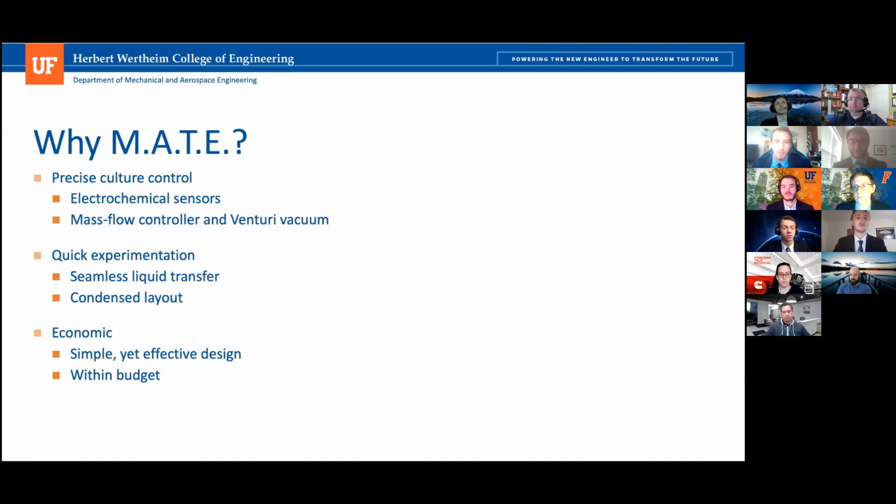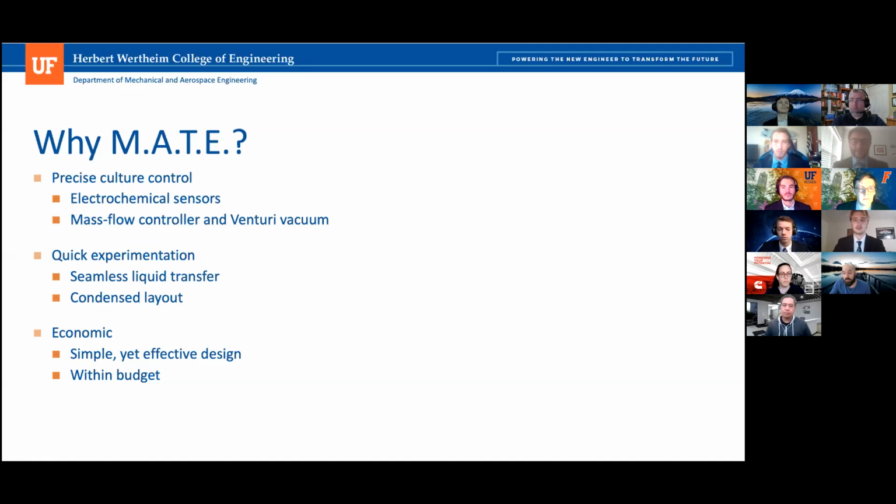Additionally, the experiments can run quickly. This is due to the seamless liquid transfer. We believe our liquid handling system is precise and accurate enough that it can minimize any kind of mistakes or errors, and therefore greatly reduce time and experimentation, as well as the condensed layout, which allows us to minimize travel distance and therefore minimize time, essentially.